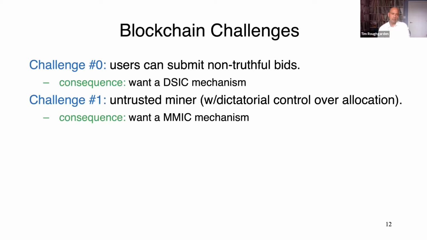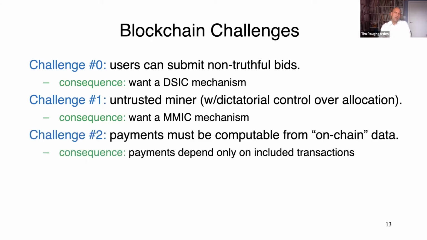Another weird quirk is that whatever your payment rule is, it should be independent of the losing bids. It should depend only on the winning bids, the transactions that are included. Why? Well, it's because the blockchain is really like a hermetic environment. From the blockchain's perspective, if it's not recorded on the blockchain, it doesn't exist. Only winning transactions are recorded on the blockchain. Losing transactions are not. So payment should be computable from the on-chain information, namely the winning transactions only.